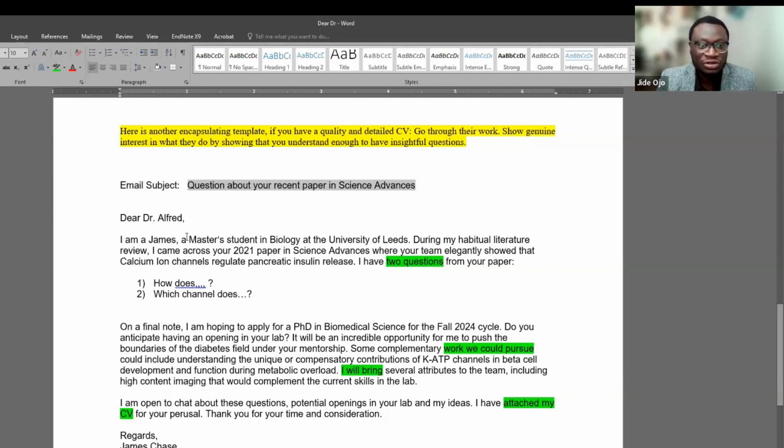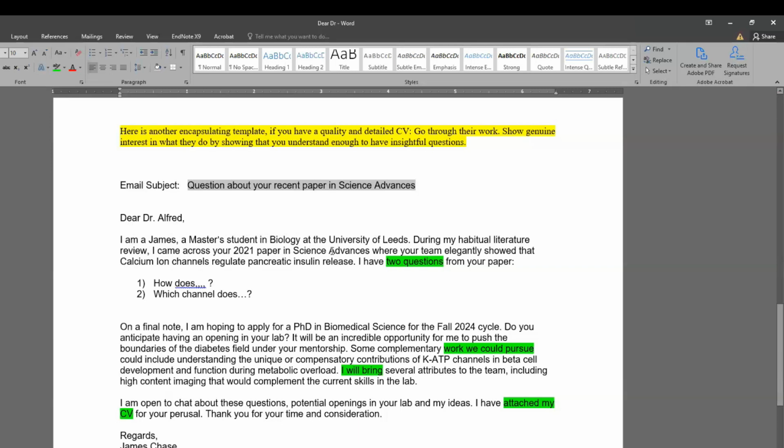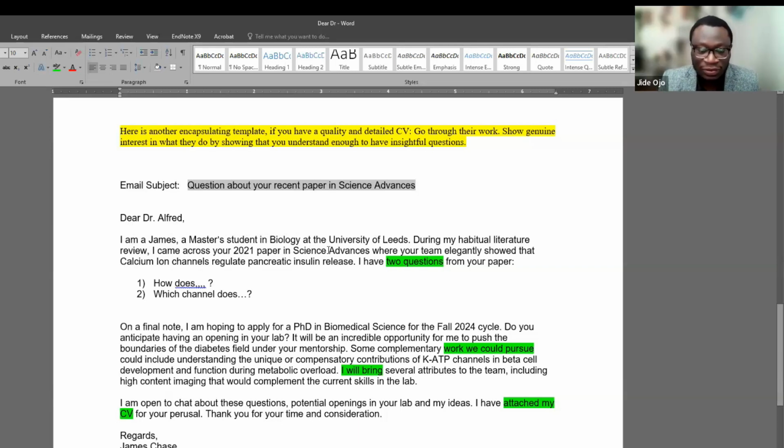Dear Dr. Alfred, I am James, a master's student in biology at the University of Leeds. During my literature review, I came across your 2021 paper. Of course, this is not word for word what I saw, but something I rewrote from our discussion. I came across your 2021 paper in Science Advances, where your team elegantly showed that calcium ion channels regulate pancreatic insulin release. So this is more of a diabetes research.